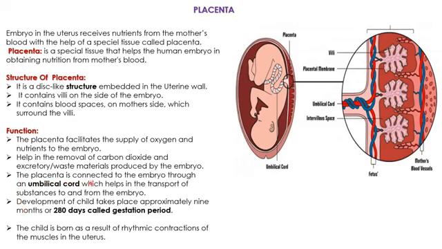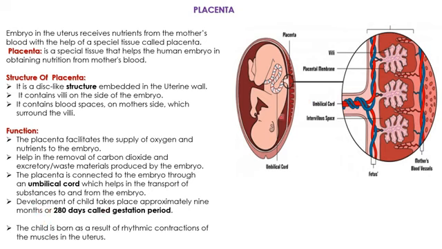Here the placenta is connected to the embryo through an umbilical cord, which helps in the transport of substances to and from the embryo. So this is an umbilical cord, where the transfer of substances takes place from embryo to mother and from mother to embryo.